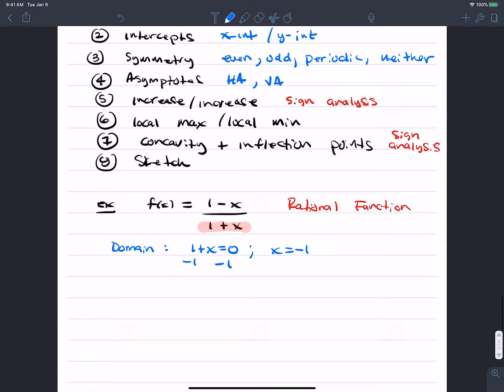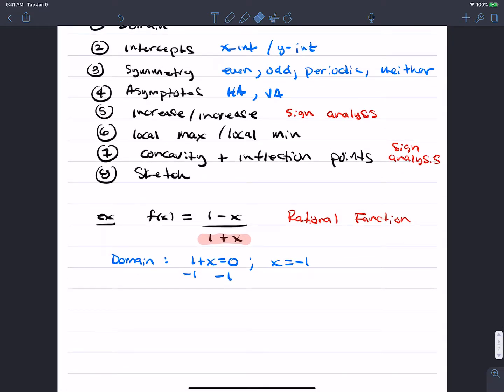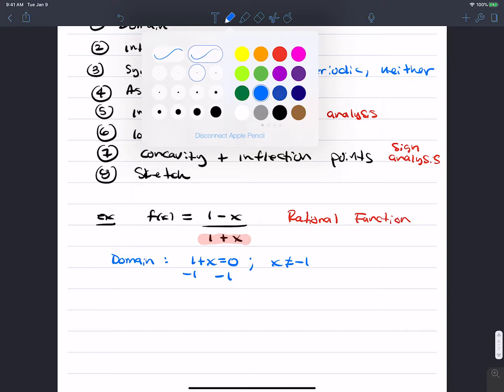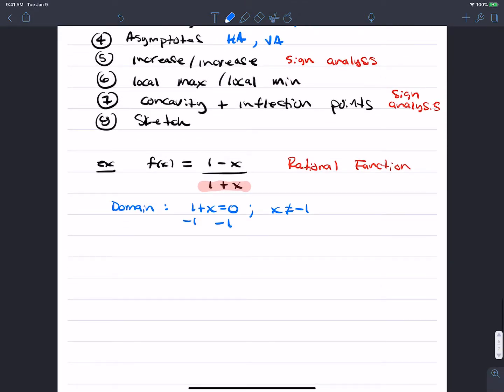So we know that x could not be negative 1. So for the answer for our domain, if you guys recall, we can write it in set notation. It's the set of all real numbers x such that x could not equal negative 1. Now, remember from pre-calculus, when you have a rational function, this is also the location of your vertical asymptote. Is that true? All right. So let's just remember that your vertical asymptote will happen at x equals negative 1.